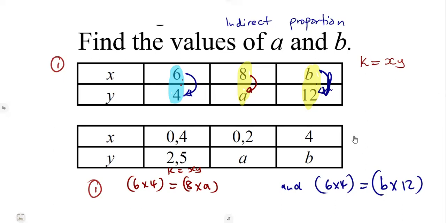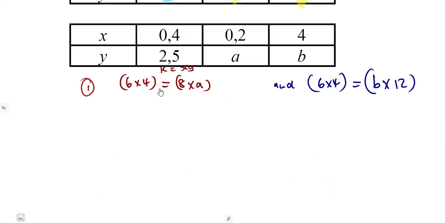So with this, we have formed two equations where we can solve for A and for B. So 6 times 4 is 24, which is equal to 8 times A, which is 8A. Divide by 8 on both sides, remember, that's an equation. So we've got our A there: 24 divided by 8 gives us 3.